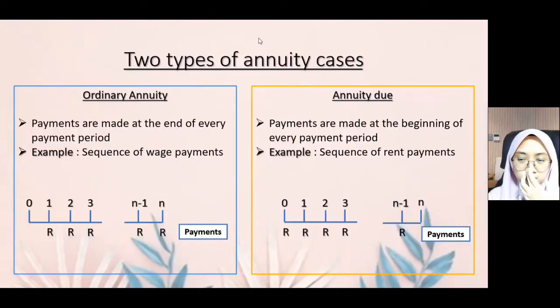Next, there are two types of annuity cases: firstly, ordinary annuity, and secondly, annuity due. What is the difference between the two of these cases? In the ordinary annuity case, payments are made at the end of every payment period, as you can see in the figure below.